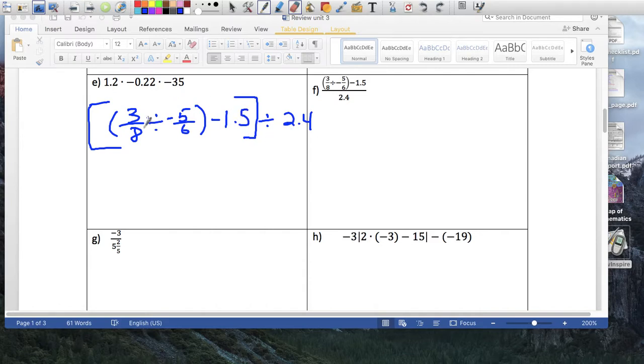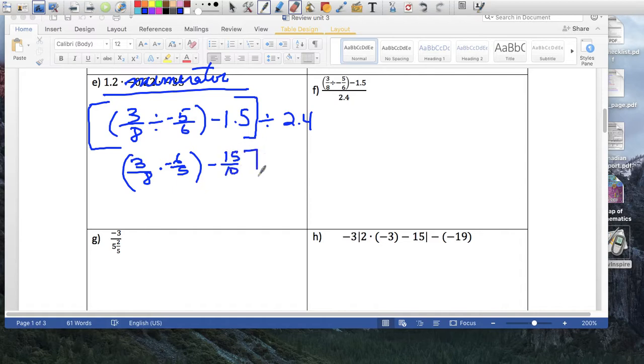Okay, so this part right here represents our numerator. So we gotta find that and then divide it by 2.4. So let's do the first part. It's 3/8 times 6 over 5 negative. And we're going to subtract that by 15 over 10. Right, let's put a little bracket over here. And then we're going to divide that by 24 over 10.